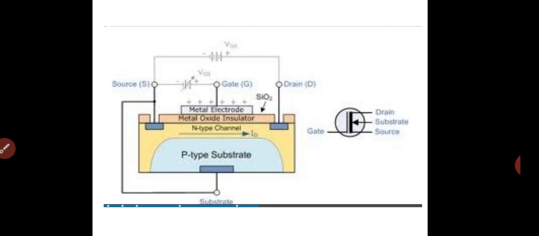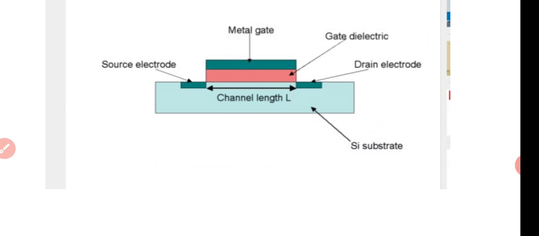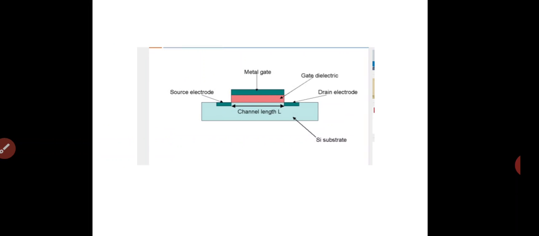Then the charge does not go to the drain, it is collected at the substrate. So the substrate and channels are different. Like that. Source and drain, these are the channel, and this is the substrate, the silicon substrate, which is n type or p type. It's the basic concept of designing of the MOSFET.